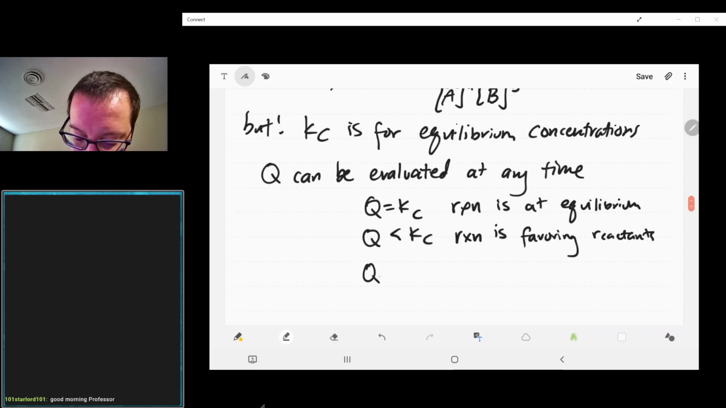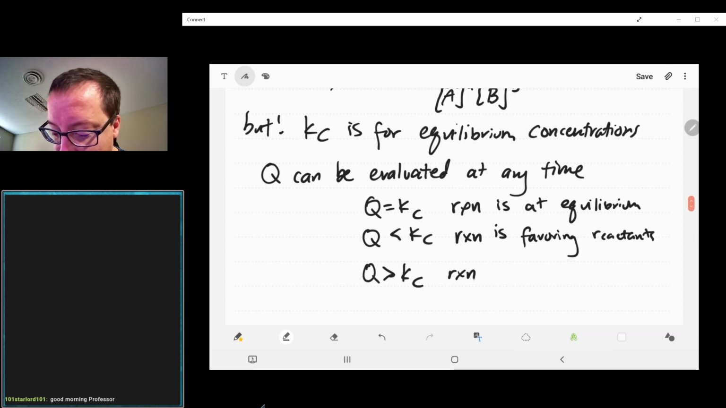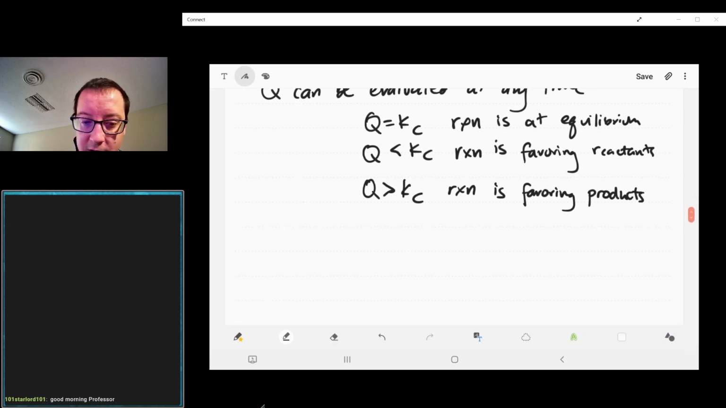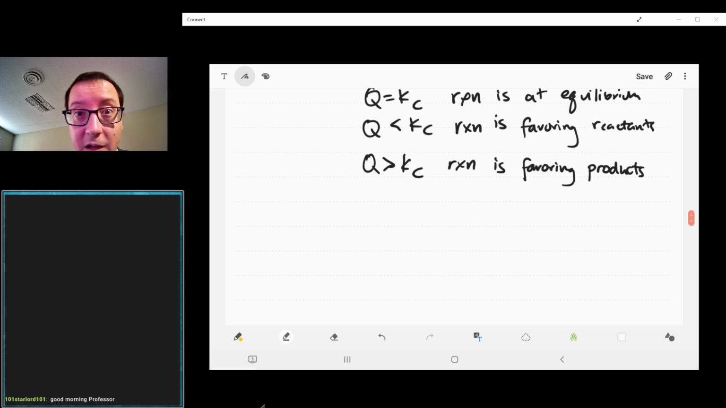And of course, if Q is greater than Kc, it's going to be the opposite, right? So that means your reaction is going to be favoring the products. So your reaction is going to be working that way. So we're going to see how to use this Kc stuff, or rather Q stuff. So let's take a look at an example reaction and see how we can apply this.